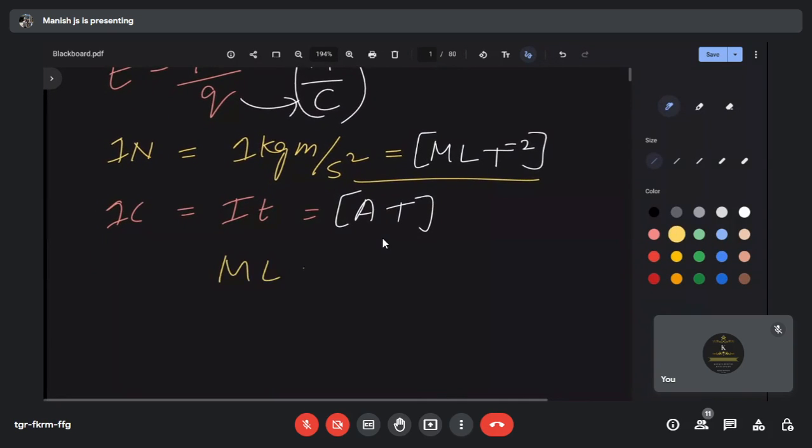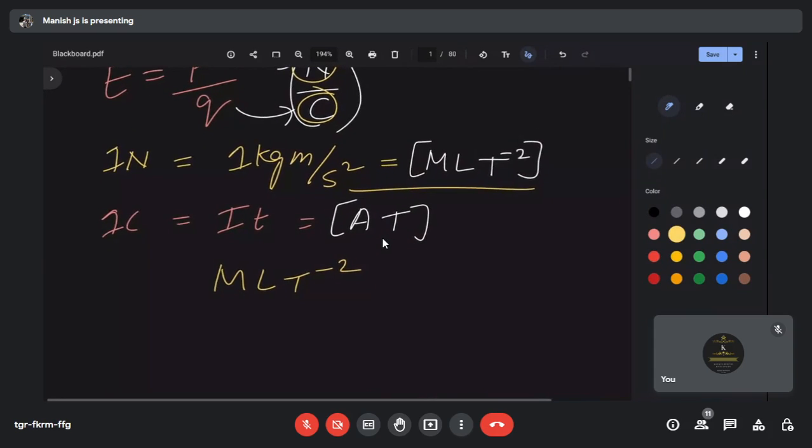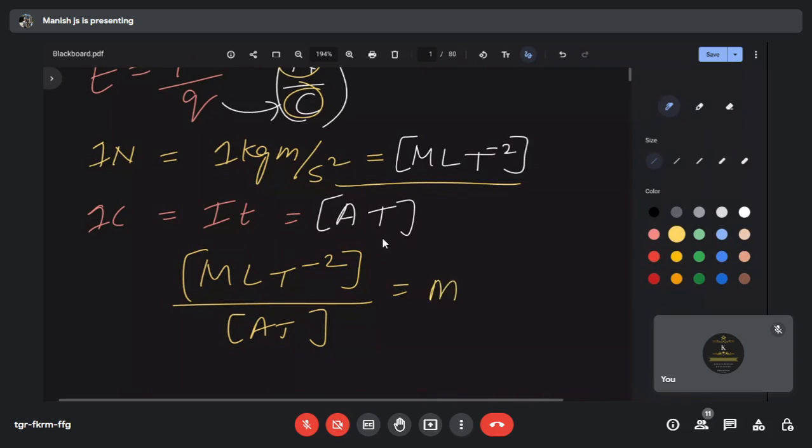Correct. So M L T power minus 2, because Newton is on top and Coulomb is at the bottom. Okay, when I divide, I multiplied by minus 3. Minus 3, sir. Yeah. So then what will happen? You will get M L T power minus 3 and A power minus 1. Is this correct? Yes, sir. So this is the answer. If you look at the options, the option is different. It was B option. You had said A, that's why I corrected. So it is option B.